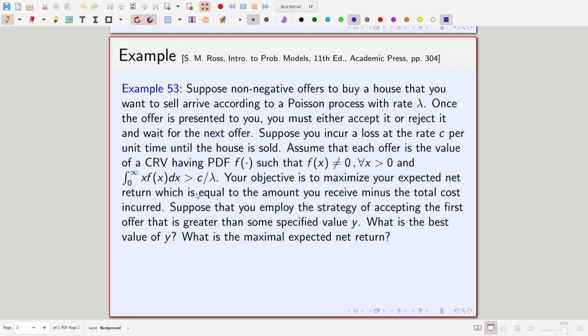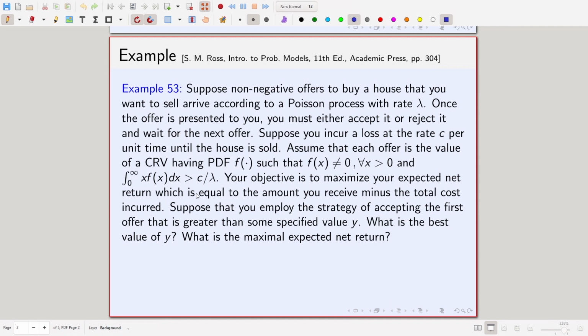Suppose non-negative offers to buy a house that you want to sell arrive according to a Poisson process with rate lambda. Now, once the offer is presented to you, you must either accept it or reject it and wait for the next offer. So, you want to sell a house, and offers are coming for buying that house. Once an offer comes, you will either accept that offer or reject it and wait for the next incoming offer.